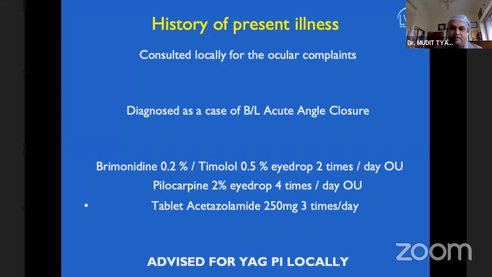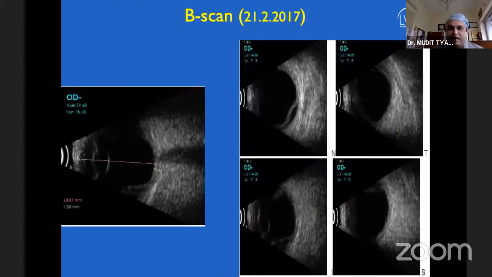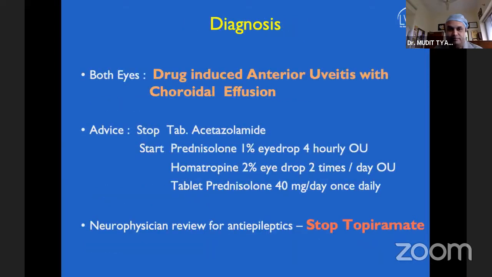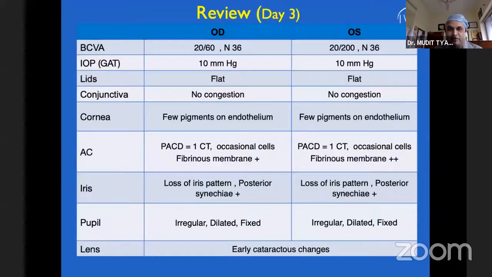So when we took a history, we came to know that this patient was taking topiramate since the last 15 days. A B scan showed peripheral choroidal detachments in both the eyes. Like I said, this patient was taking topiramate, which had been started 15 days earlier. There was no other significant family history or any history of any allergic disorder. So this was a patient who had drug-induced anterior uveitis with choroidal effusion because of topiramate. And all we needed to do over here was stop topiramate and start this patient on topical steroids and systemic steroids.